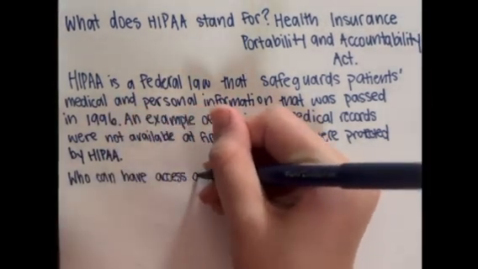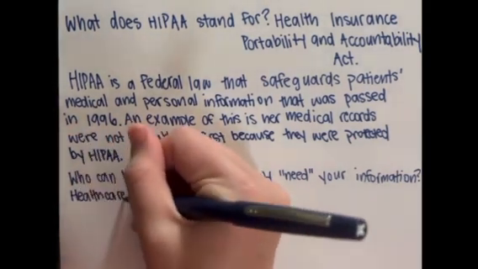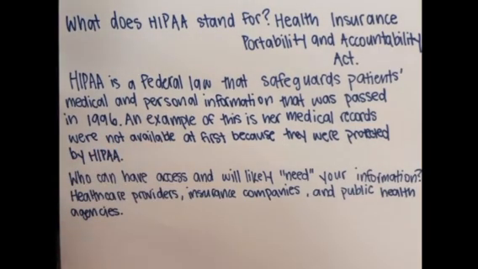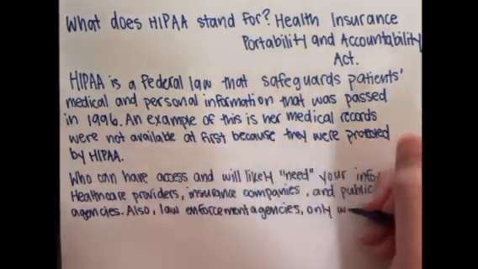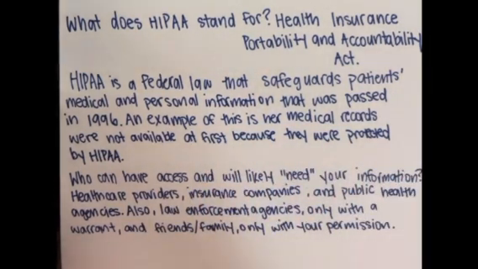Who can have access and will likely need your information? Healthcare providers need your information to treat you, insurance companies are in charge of your bills, and public health agencies need to protect the public's health. Also, law enforcement agencies can only access with a warrant, and friends and family can only access with your permission.